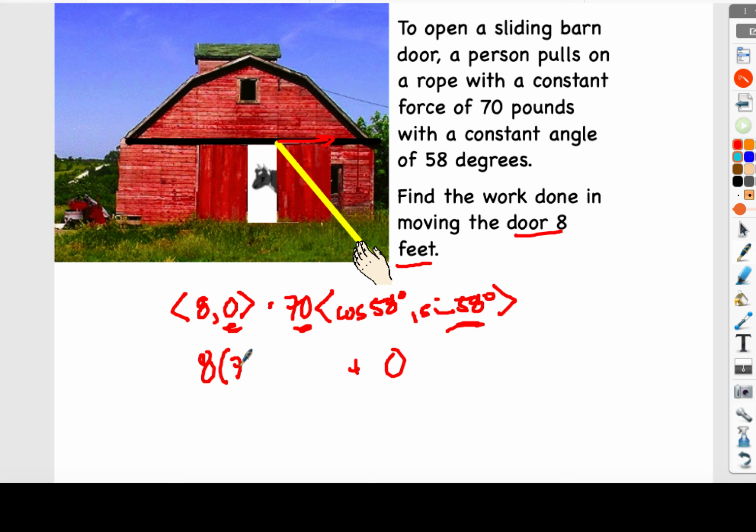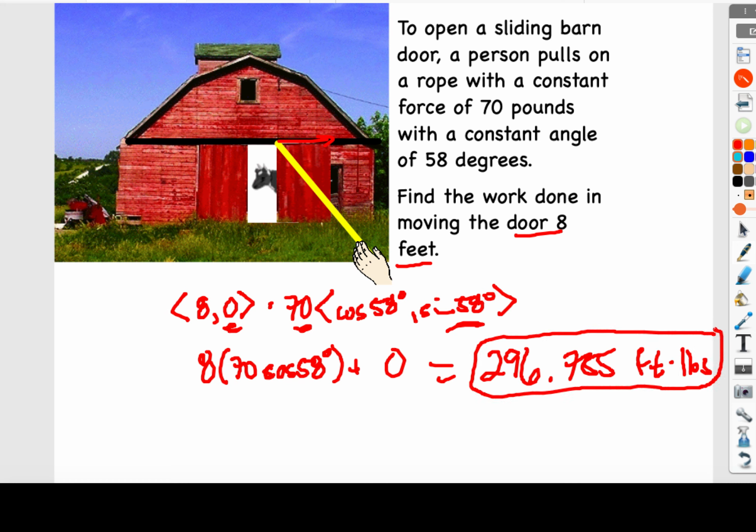So basically, we just need 8 times 70 cosine 58. And very simply, 8 times 70 times the cosine at 58 degrees is 296.755. And again, we're pulling at pounds and we're pulling feet, so we call that foot pounds. Okay? So 296.755 foot pounds.